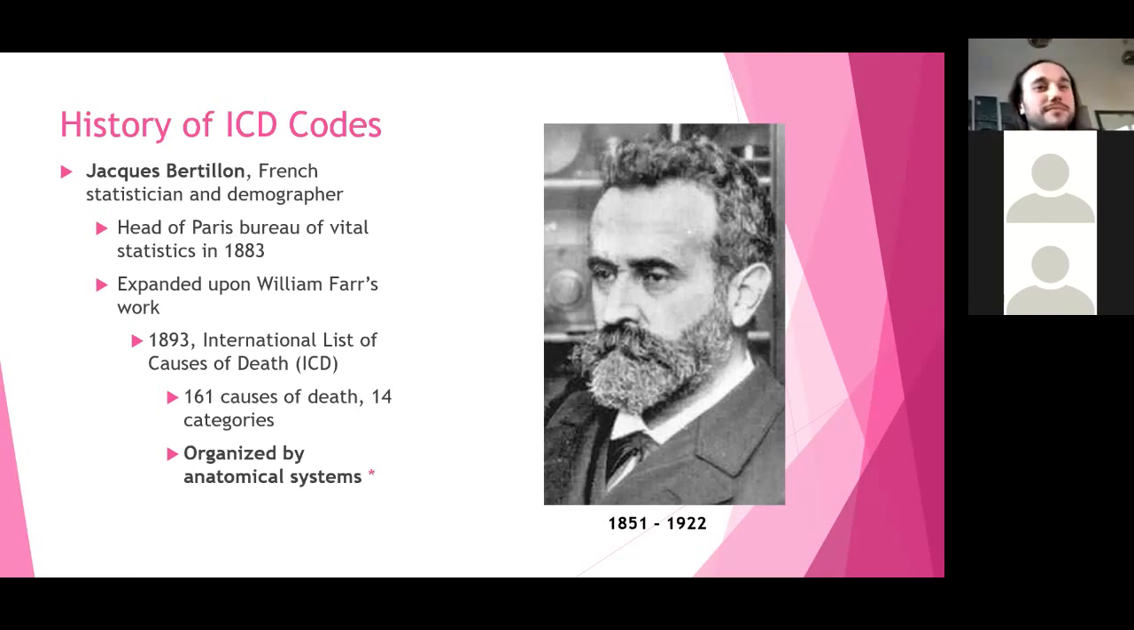He was a French statistician and demographer, and he was the head of Paris Bureau of Vital Statistics in 1883. He expanded upon William Farr's work, and in 1893, he came out with the International List of Causes of Death, or ICD for short. His list had 161 causes of death broken into 14 categories and organized by anatomical systems, which is how we do it today. And his list was formally adopted by the American Public Health Association in 1898.